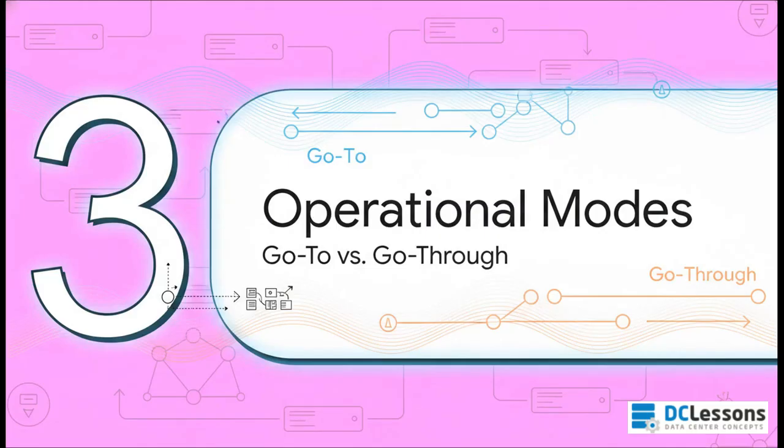Okay, so we've defined our logical chain. But how does the traffic actually move through these physical and virtual appliances? ACI gives us two really powerful modes to work with here.